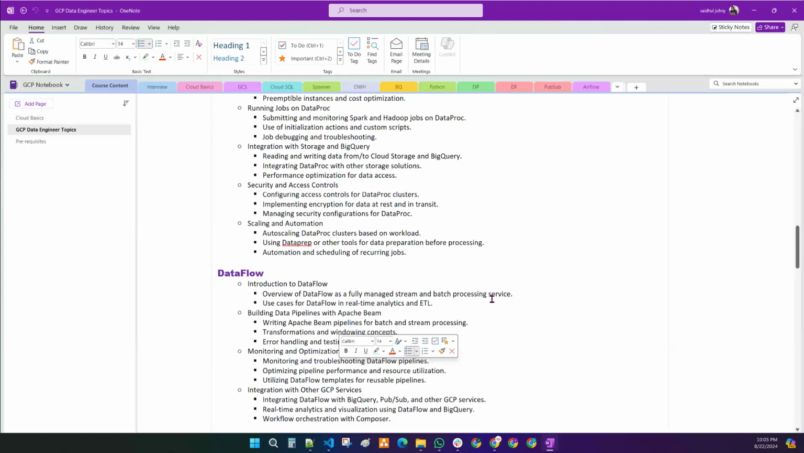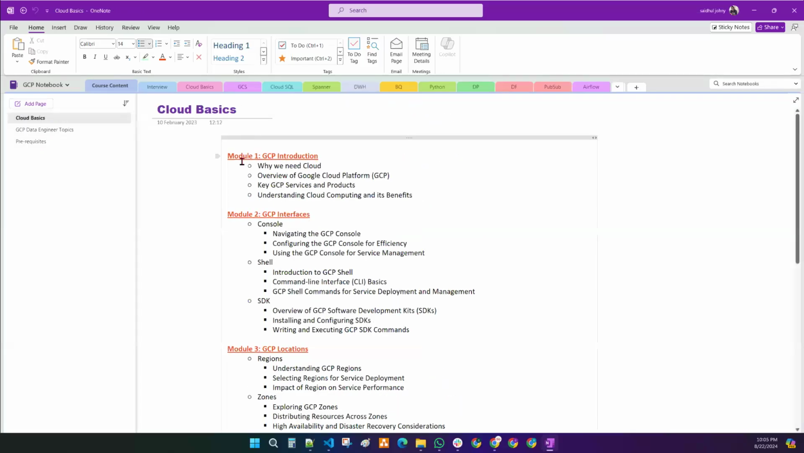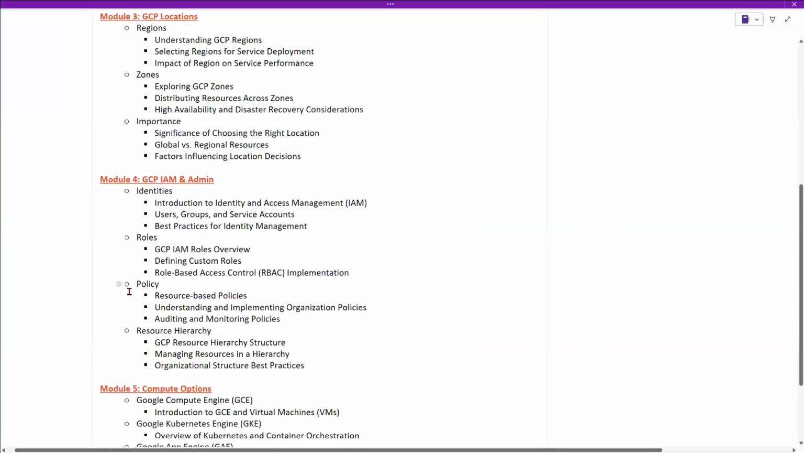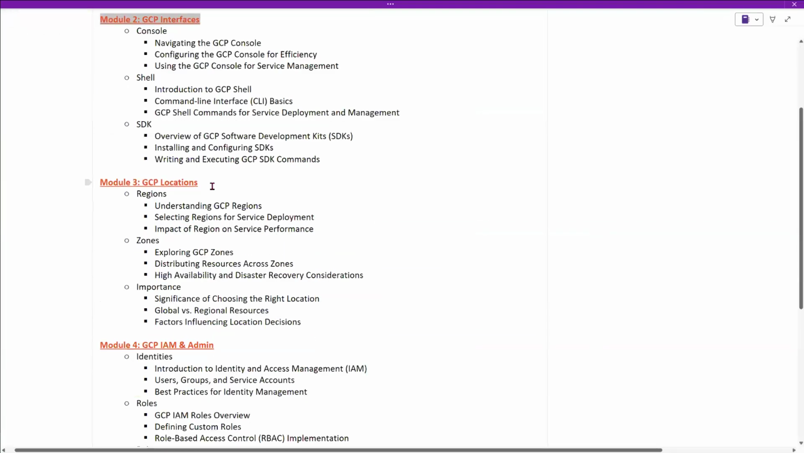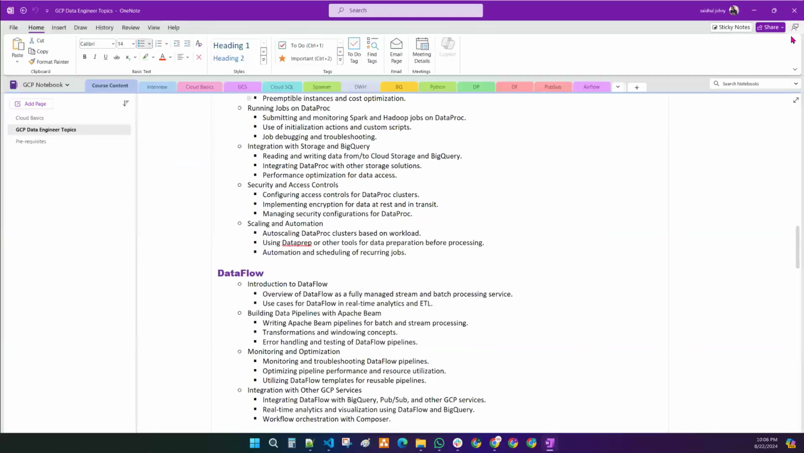Sir, please share the course content details again. Course syllabus, sir. Okay, you are asking for the course syllabus. Let me show you the course syllabus. We are starting with cloud basics, GCP introduction, GCP interfaces, locations, IAM and admin. The compute options are not for you. Once these concepts are covered, we will go for the data engineering tools.